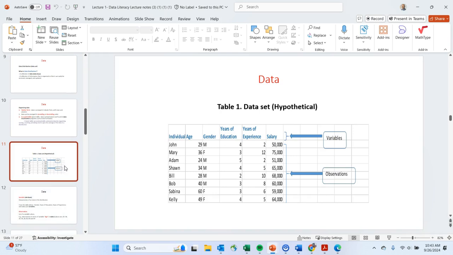For instance, we can look at this data set, and we can see that this data is organized in terms of age, where we have individuals and we have their age. Then data can be organized according to gender. You can see we have male and female, or we can have data organized according to years of education or years of experience. And also data can be organized according to salary. So these are a number of data distributions.